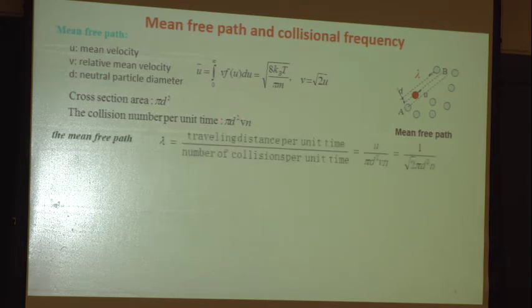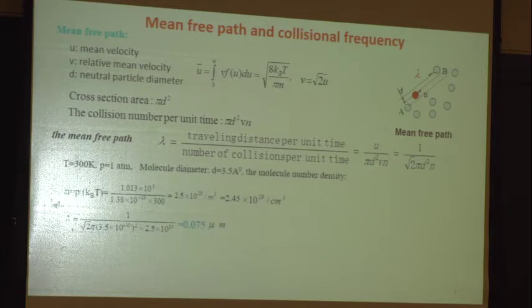The mean free path is very simple: the distance you travel per unit time divided by the number of collisions per unit time. This is the basics of classical kinetic theory. If you put in the numbers at 300 Kelvin, 1 atmosphere pressure, and a molecular diameter for air of about 3.5 angstrom, the mean free path is less than 0.1 micrometer. It's very, very small.